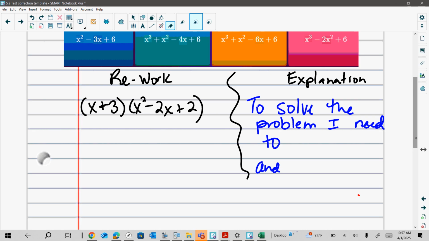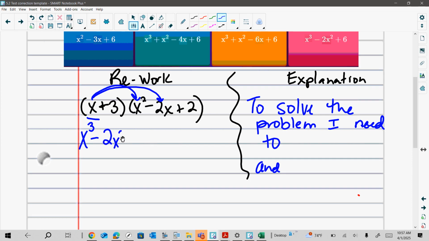Okay, so to solve this, you had to distribute each term. The first term was x, so you have to do x times x squared. And that would have given you x to the third power. Then you would have to do x times this minus 2x. So this would be minus 2x squared. Then you take that first term, x times the 2. That becomes plus 2x.